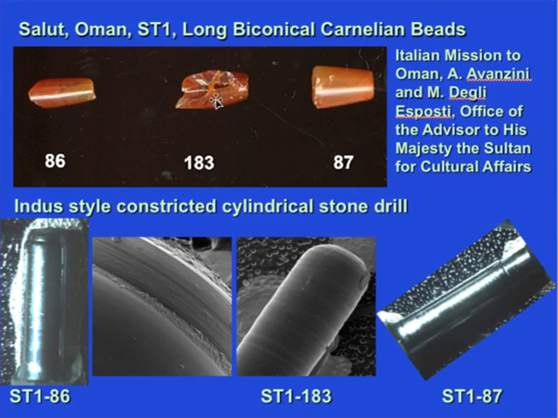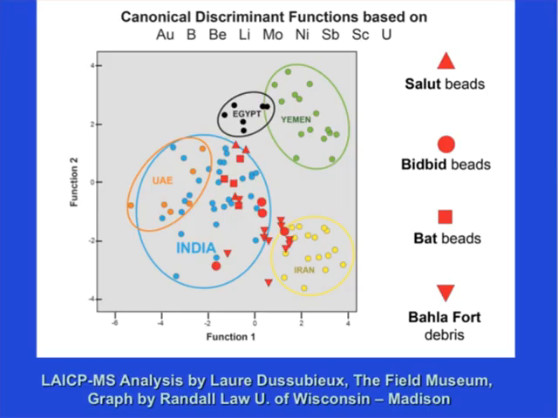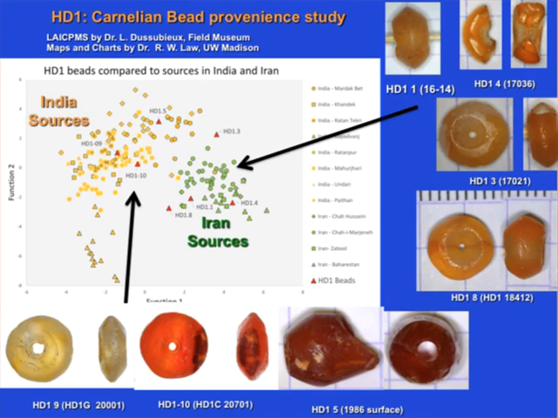We have another site, Salut, where we have beads that are Indus shape, Indus drilled, and again the carnelian comes from Gujarat. So we can identify that Gujarat or Western India is the main source for the carnelian for these beads. We also have beads in Oman that are coming from Iran. So Iran has a different type of carnelian, and this is a very important study that we just finished with a site called HD1 in Oman.